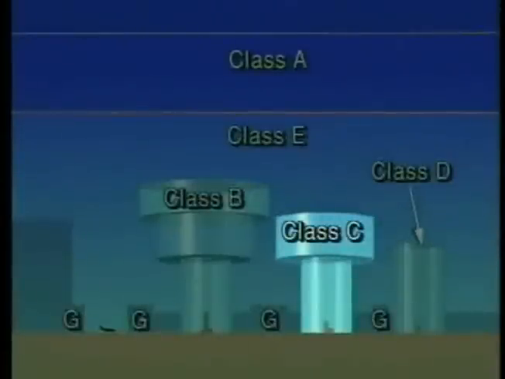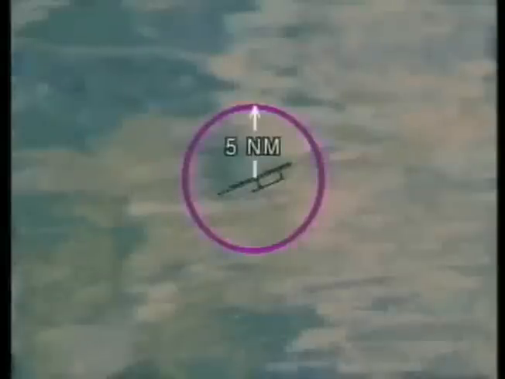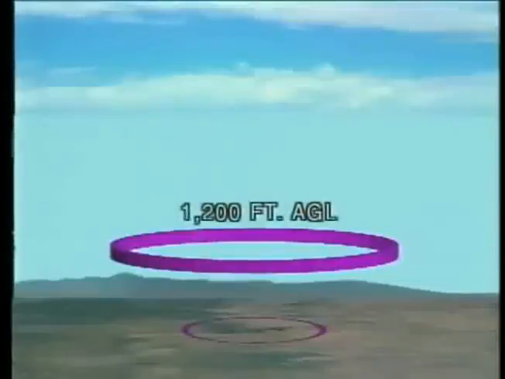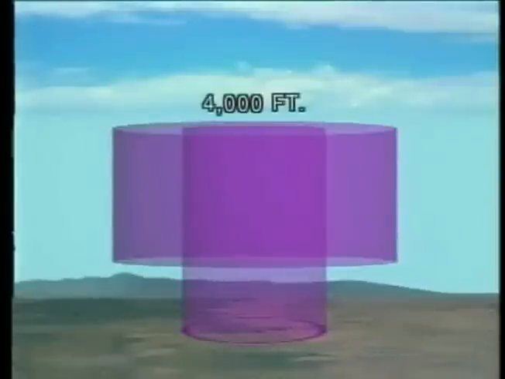Class C airspace exists at designated airports where the volume of traffic is not as great as in Class B airspace. But ATC does provide radar services to all aircraft. This airspace usually consists of a core area or inner circle extending out 5 nautical miles from the primary airport, and a shelf area or outer circle with a 10-mile radius. The core area begins at the surface, while the shelf area starts at 1,200 feet AGL. Both have an upper limit of 4,000 feet above the airport elevation.